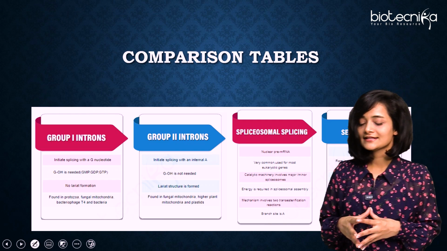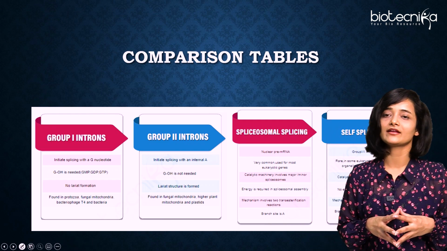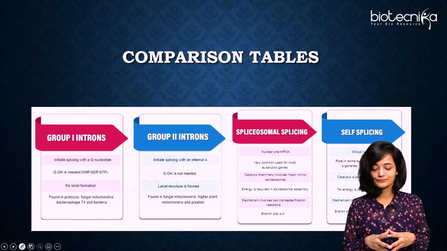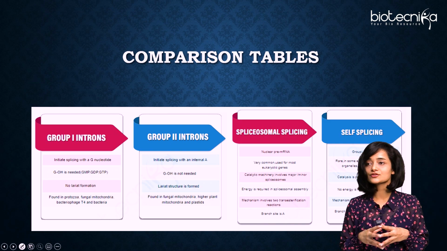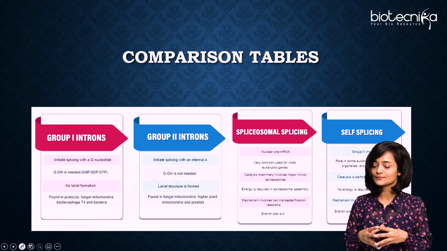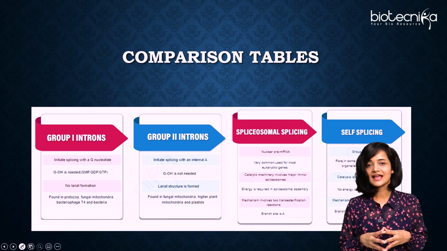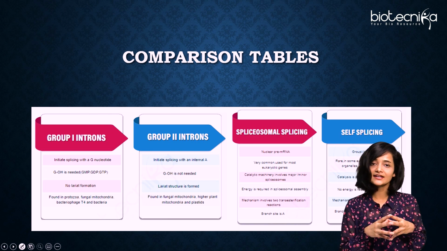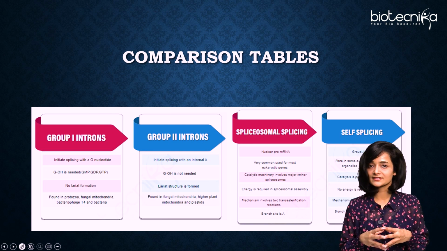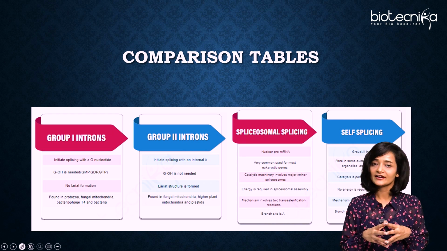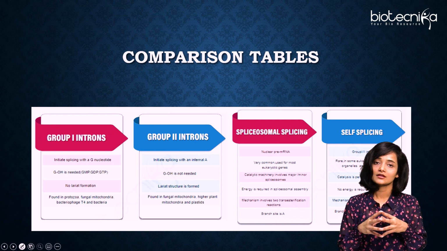So here I've taken an example where I am comparing group 1 introns with group 2 introns, and spliceosomal splicing with self-splicing. In this way you can make your own comparison tables and study and revise these topics through them. It will be quite effective for you and you can remember it for the time of exam.